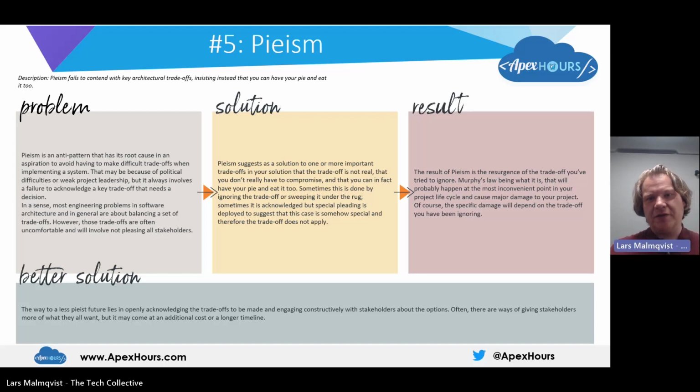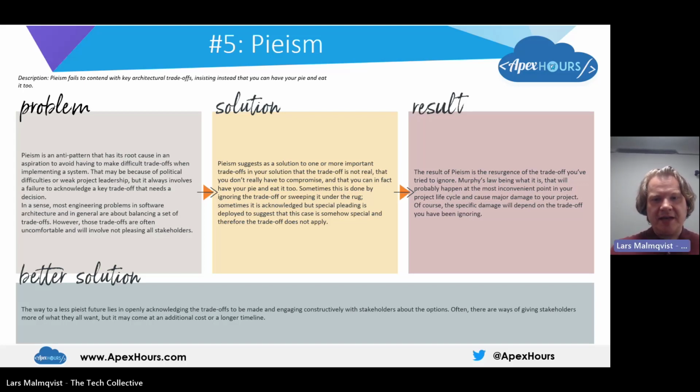So to avoid falling into this trap, you have to acknowledge trade-offs, right? You have to be open and honest and constructively engage with stakeholders about the options. And there are often options of giving people more of what they want, maybe at an additional cost or a longer timeline, but there are often ways around it. There's never a perfect solution that satisfies everyone at once. That's almost never the case in software architecture. But you can come up with a solution that satisfies enough of the requirements of enough stakeholders that it will work.